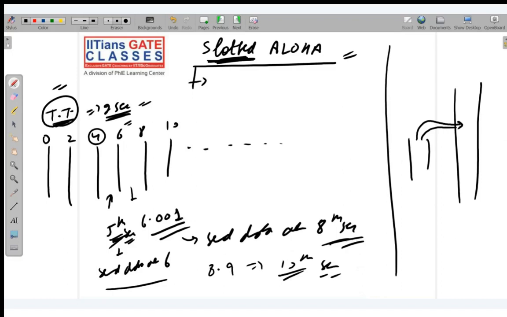So now from this only you may be able to guess. First of all, please let me know, are there any chances of collision here, or is there no chance of collision?